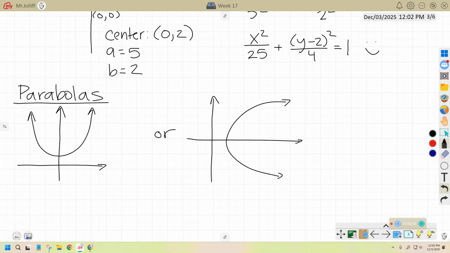And the question is, what do equations that graph parabolas look like? What do we call them? It starts with a Q. Quadratics. Can somebody give me an example of a quadratic function? y equals x squared. Yeah.